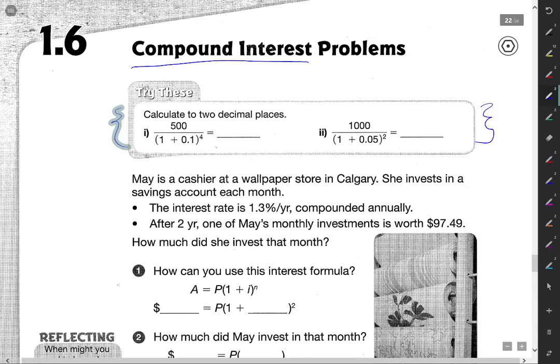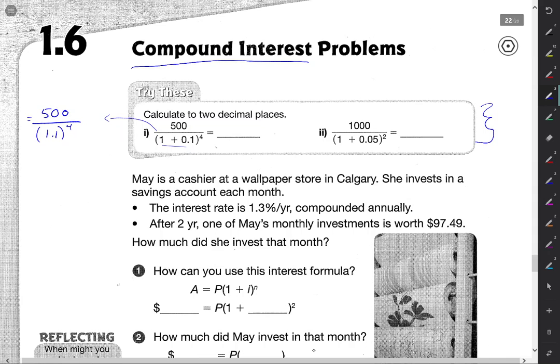So how I would solve this first one, I'll move it off to the side here, is I would solve everything in the numerator first. Well, there's nothing in the numerator to do because there's only a 500, so that'll stay the same. And then moving on to the denominator, I would solve everything there first. So I would follow BEDMAS. I would start with everything in the brackets. I would do 1 plus 0.1, which would be 1.1, and then to the power of 4.